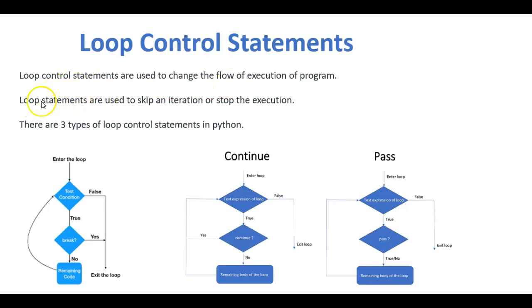And what is the main purpose of loop control statements? These statements are used either to skip an iteration or to stop the execution. So if you want to skip an iteration or stop the execution, we go for loop control statements. There are three types of loop control statements available in Python. The first one is break, second is continue, third is pass. We'll see each one of them in detail with the help of an example.